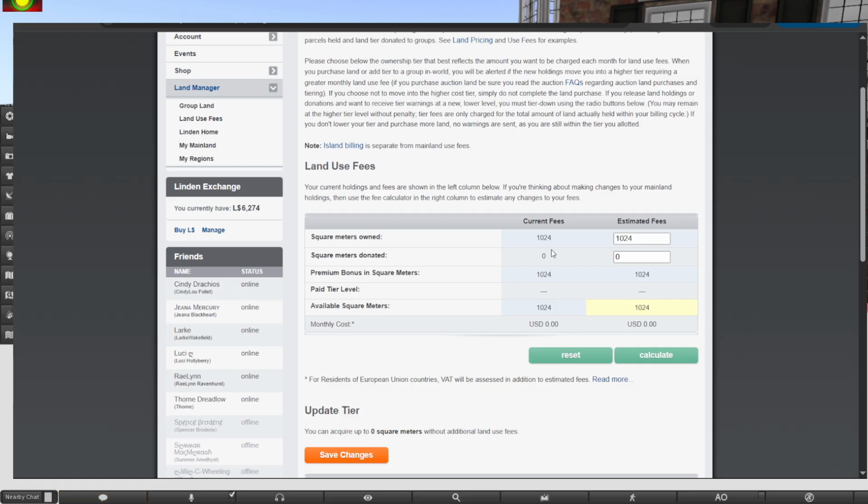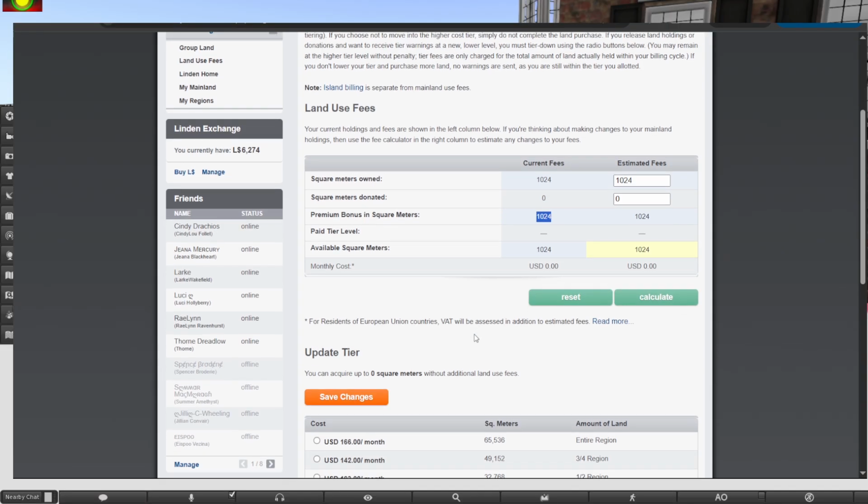Now, if I had another parcel from Linden Lab, because let's say I went to an auction and I bought some land and I bought another 1,024, then this would change to 2,048 because I have my Linden home on the 1,024 and I have another parcel that I bought at an auction that's 1,024. So I'd have a total of 2,048. Then they'd say you're a premium member, so you don't pay for that much of it. But now you're going to have to pay because you have 1,024 over.